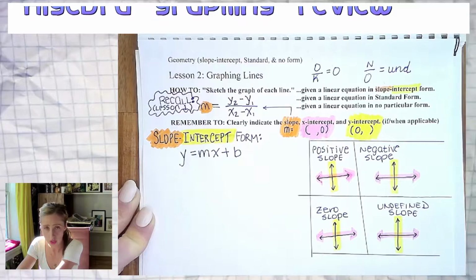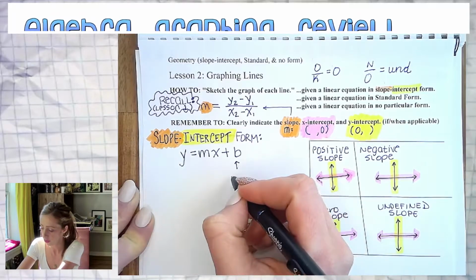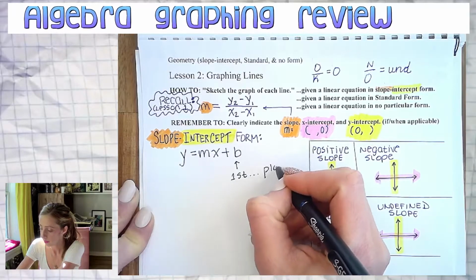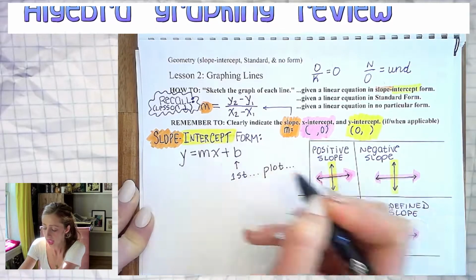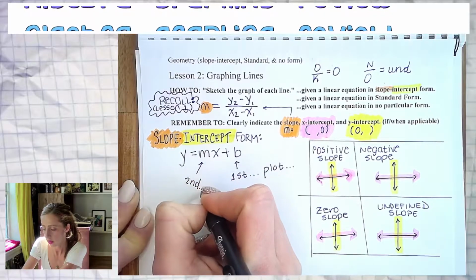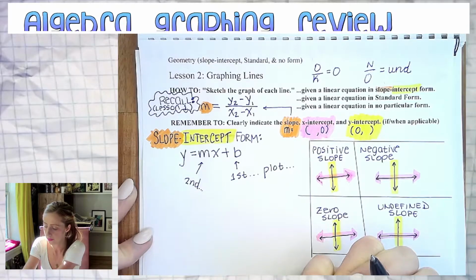So when you have an equation in slope-intercept form, you are just going to go over to your y-intercept first and put a point there. Then we're going to apply that slope second in both directions. We're going to see an example like this in just a minute.